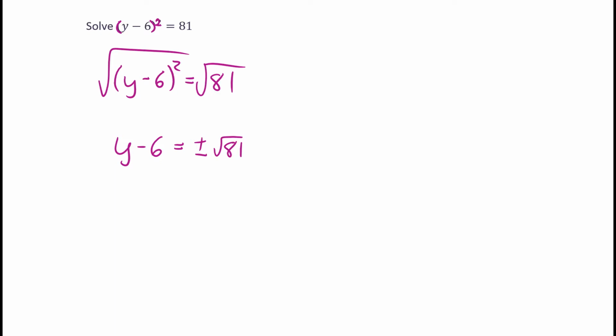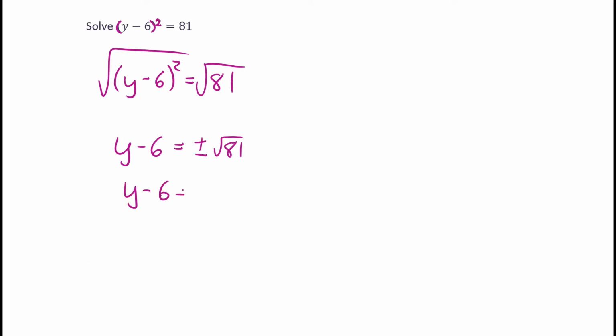Always remember plus or minus. Always do plus or minus when you take the square root of both sides of an equation. Otherwise, you'll miss half your answer. But notice, y is not solved for yet. It's still being subtracted 6 from. So I need to keep going and solving this equation.